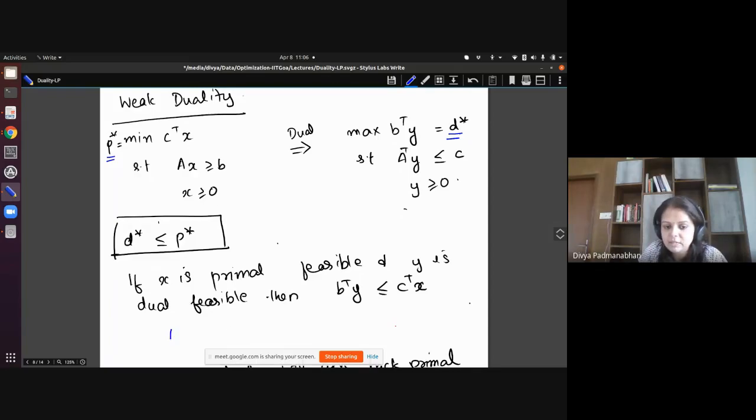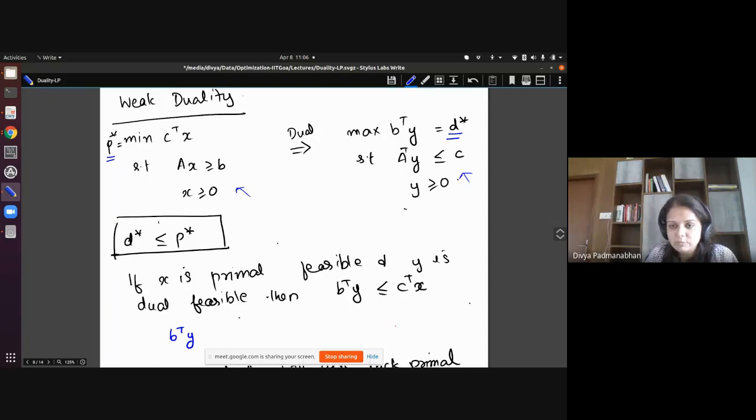So if you take b transpose y, any dual feasible point y, by dual feasible I mean something which satisfies this set of inequalities, and primal feasible is any x such that this is satisfied. It may not necessarily be the optimum. So let's just take any feasible primal and dual solution.